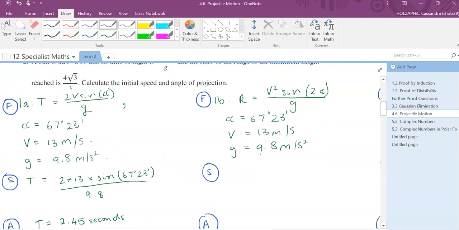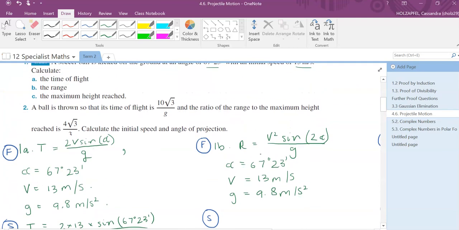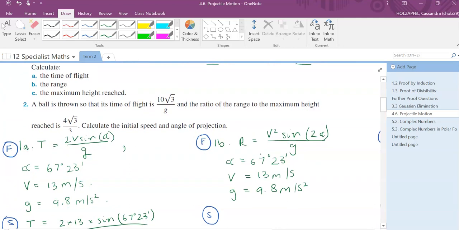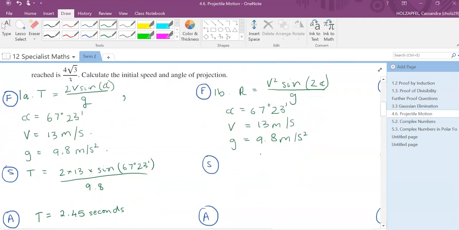Okay, so let's have a go at this second question now. So this second question is asking us to determine the range of the flight. And again, that was just a formula from one of those top functions from before. So all I've done is I've written out that formula here and I've written all the information that I know. So again, I'm just going to substitute those values in now. So the range is going to be equal to 13 squared times by sine 2 alpha, so 2 lots of 67 degrees and 23 minutes.